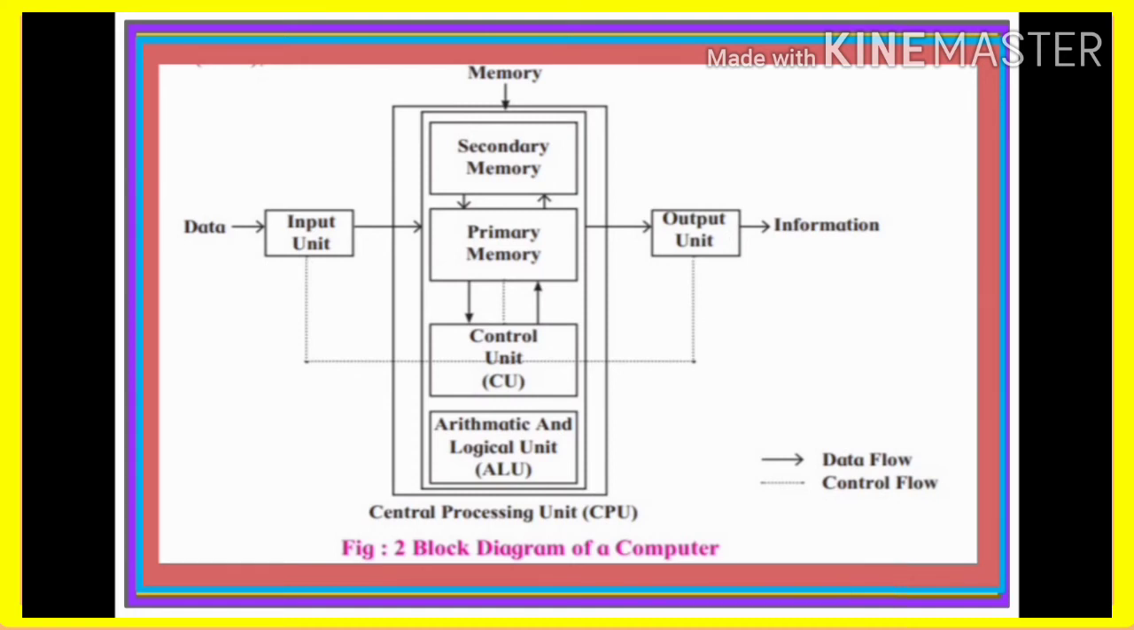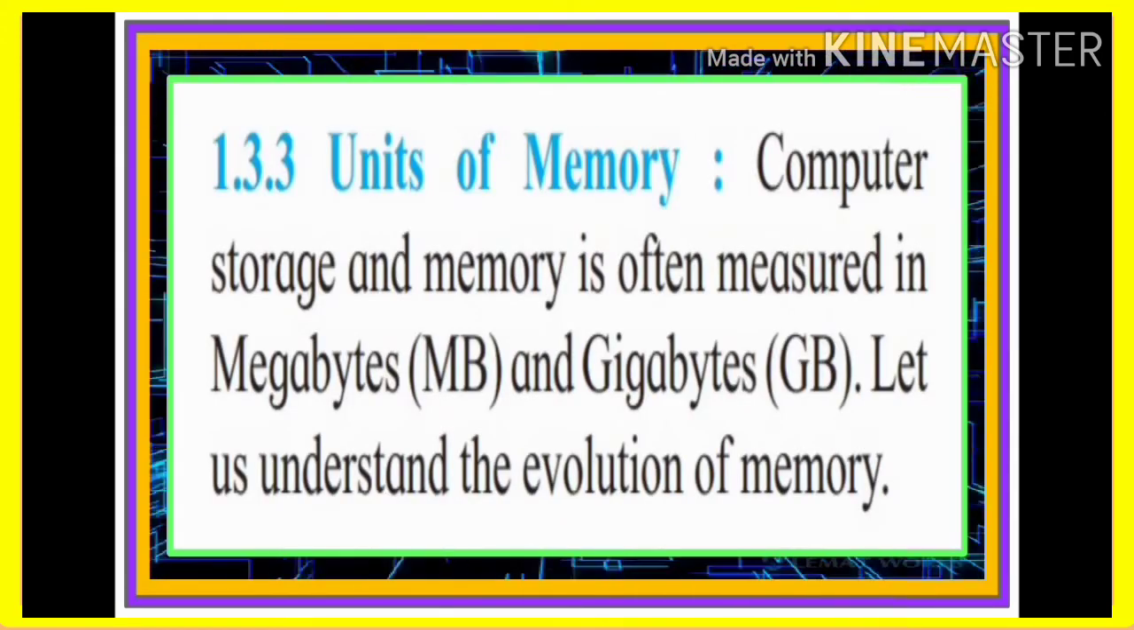The diagram shows two types of flows, data flow and control flow. So the block diagram of a computer contains the input unit, then the central processing unit, further divided into 3 units: memory unit, control unit and arithmetic and logical unit. The memory unit is again divided into 2 parts: primary memory and secondary memory, and the last unit is the output unit.